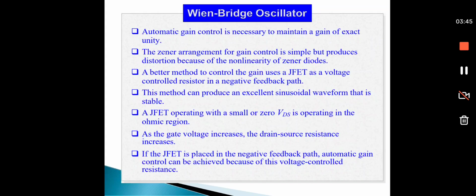So, automatic gain control is necessary to maintain a loop gain of exactly 1. Although the Zener diode method is simple, it introduces distortion because of the nonlinear characteristics of the Zener diode. A better approach is to use a JFET as a voltage controlled resistor. This method produces stable, low distortion sinusoidal waveforms.